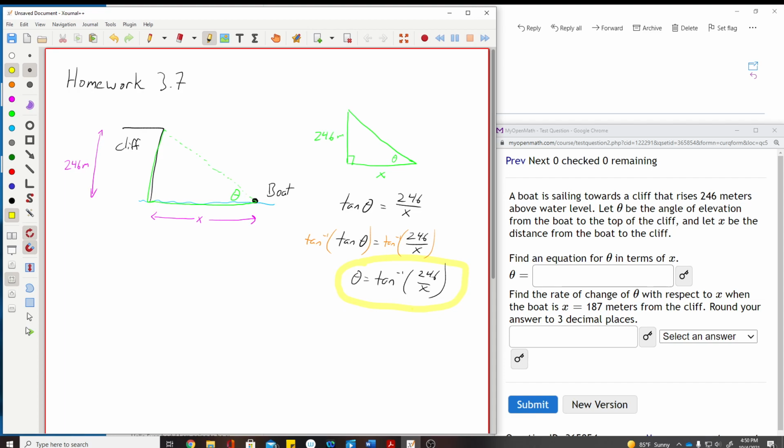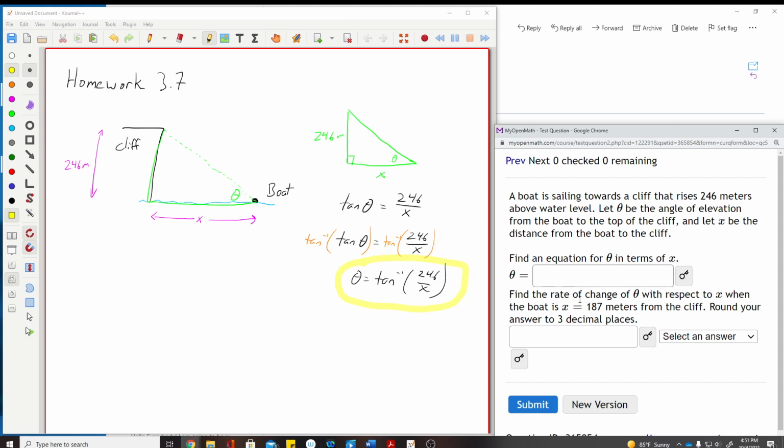The next part says to find the rate of change of theta with respect to x. That's a keyword that means derivative. Rate of change is what a derivative is, right? So this says find that when x is, in this case, 187 meters. So what we're doing is we're finding a derivative and plugging in an x value to find a derivative at a specific point. Okay, we've done this a lot in the past.